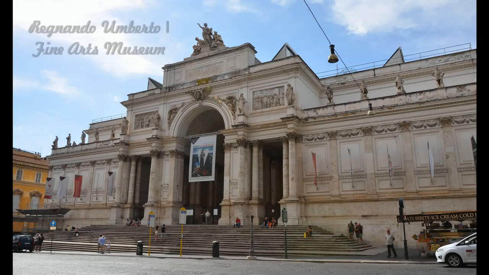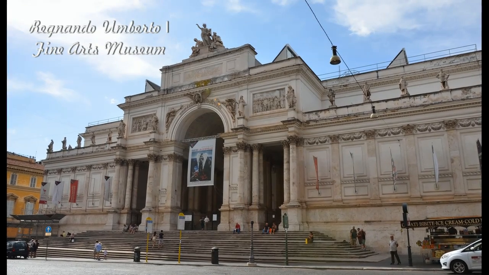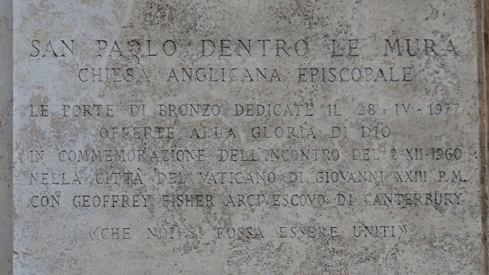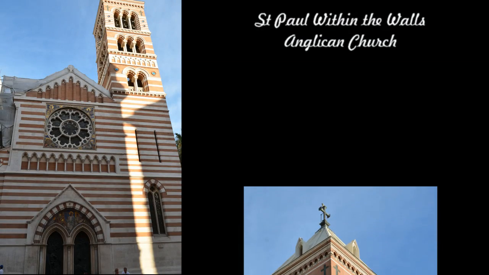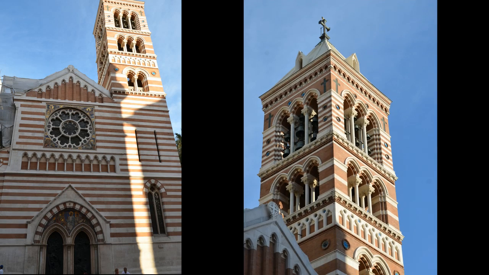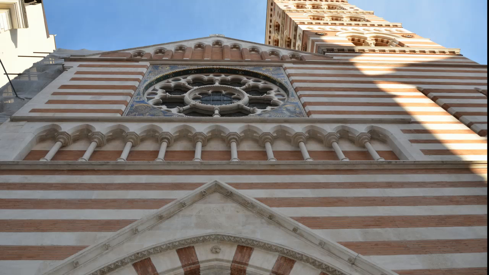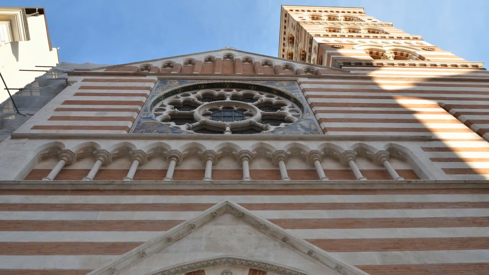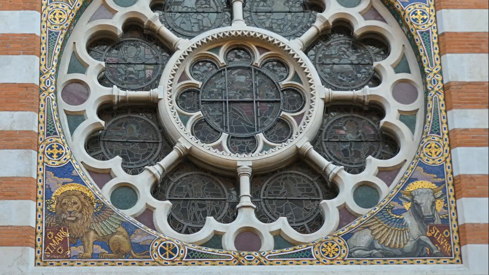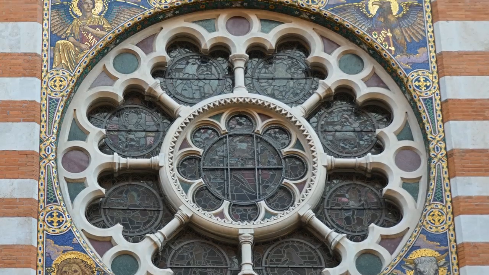The Umberto I Fine Arts Museum, located across the street from our hotel on Via Nazionale, as well as the Anglican Church of St. Paul's Within the Walls, the first non-Catholic church built in Rome after the unification of Italy. Built in 1873, the red and white exterior in travertine and red brick is decorated by a beautiful rose window with symbols of the 4 evangelists.